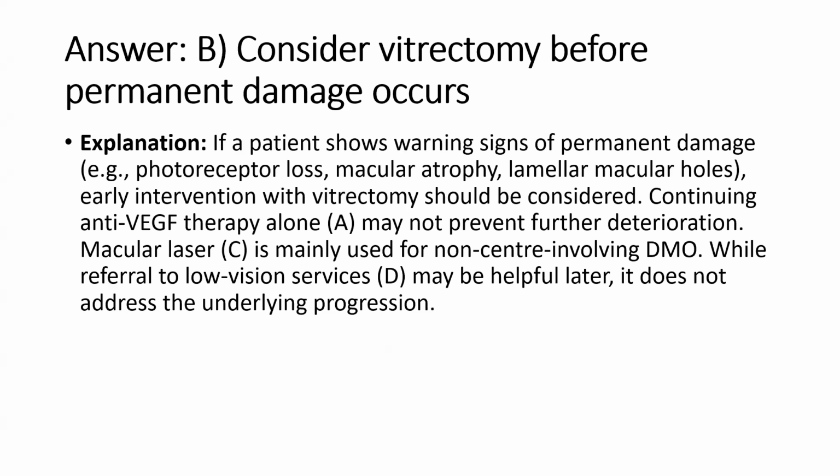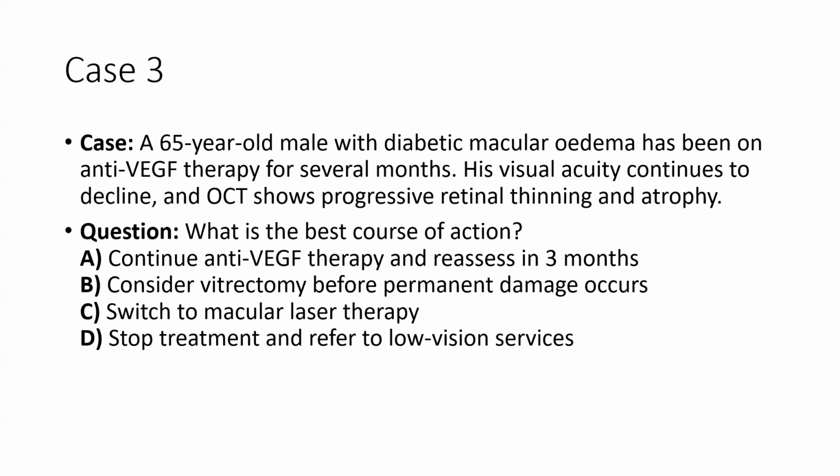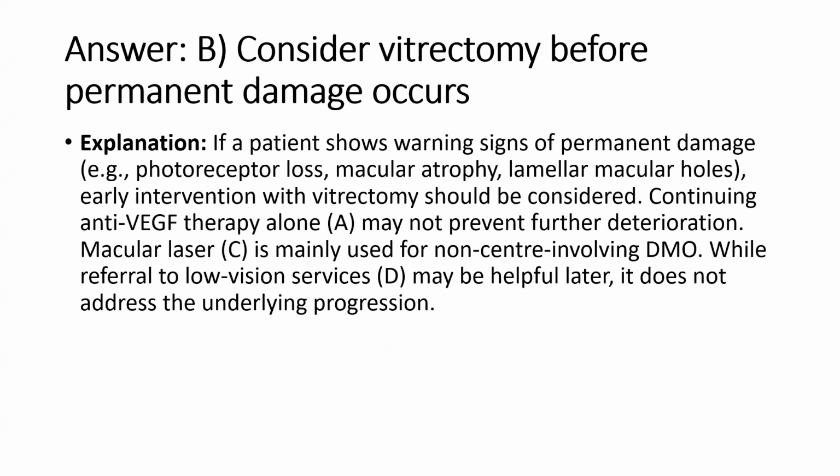These are some of the warning signs of permanent damage which have been asked in previous exams as well. We should be aware of these: retinal thinning and atrophy, more precisely photoreceptor loss, macular atrophy, and lamellar macular holes. These are the warning signs of permanent damage which you should look for, and early intervention with vitrectomy should be considered in such case scenarios.